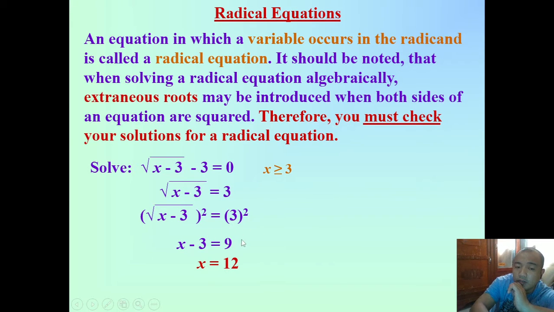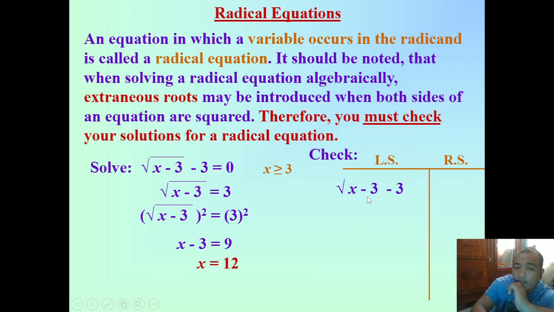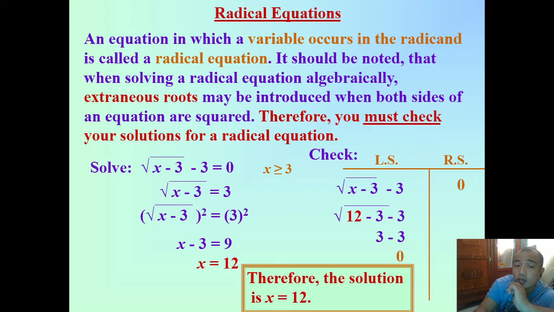Then you transpose negative 3 to the right side. 9 plus 3 is 12. So this is now the solution for the given radical equation. Okay, let's check. Substitute the value of x by 12. 12 minus 3 is 9. Square root of 9 is 3. 3 minus 3 equals 0. 0 is equal to 0. Therefore, the solution is x equals 12.